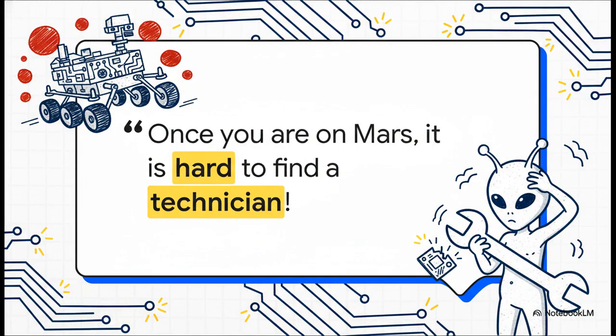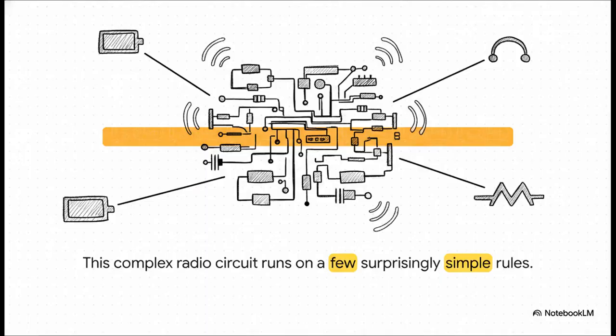Think about NASA's Mars rover. It's one of the most incredible machines we've ever built, just packed with circuits that have to work perfectly every single day, millions and millions of miles away from help. There are no technicians on Mars. So, take a look at this.